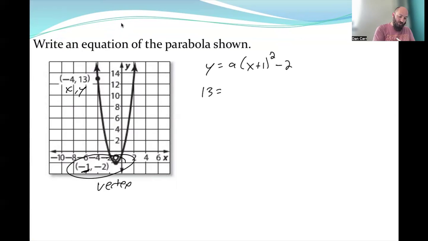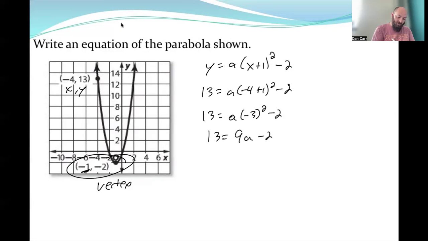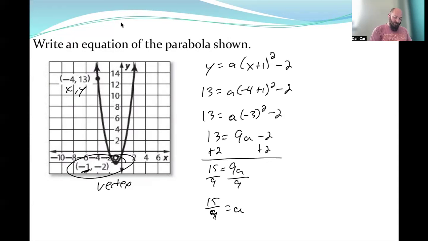So 13 is equal to a times (negative 4 plus 1) squared minus 2. So 13 is equal to a times, this will be a negative 3 squared minus 2. So that's going to become a positive 9a minus 2. I can add 2 to the other side. So I get 15 is equal to 9a. And I divide both sides by 9. Might seem a little bit weird, but it's totally fine to have a fraction here. So 15 ninths is equal to my a value.